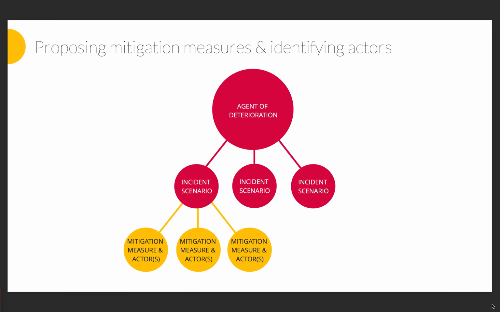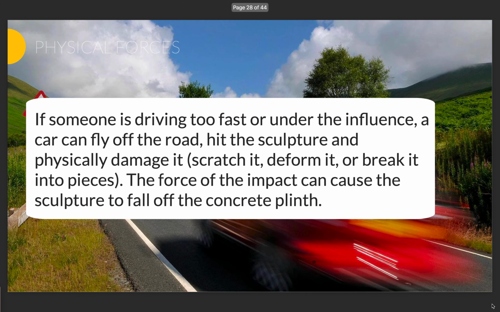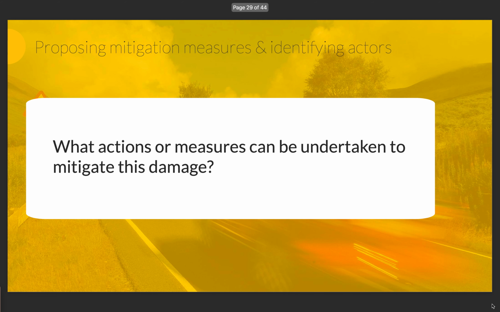After all the different incident scenarios were identified, the next step was to propose mitigation measures and to determine who could implement them. And let's take this incident scenario as an example. If someone is driving too fast or under the influence, a car can fly off the road, hit the sculpture, and physically damage it. And then the force of the impact can cause the sculpture to fall off the concrete plinth. The first question is, what actions or measures can be undertaken to mitigate this damage?